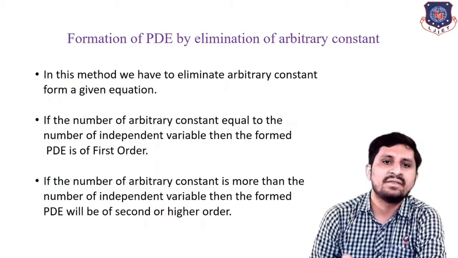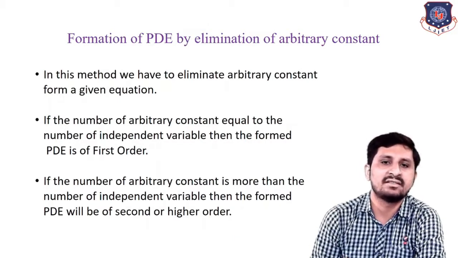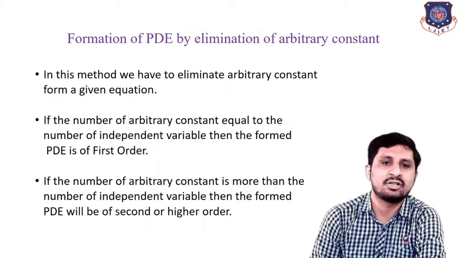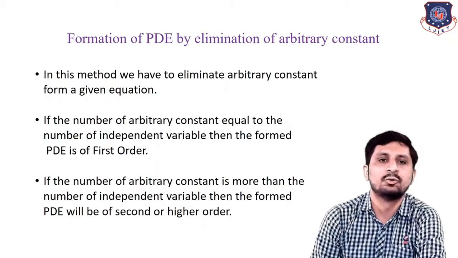Now if you have three arbitrary constants and two independent variables, that means you have more arbitrary constants than the number of independent variables. In that case, whatever partial differential equation you make is definitely a second order partial differential equation, or it can be of more than second order. So these two are hints that you have to remember.